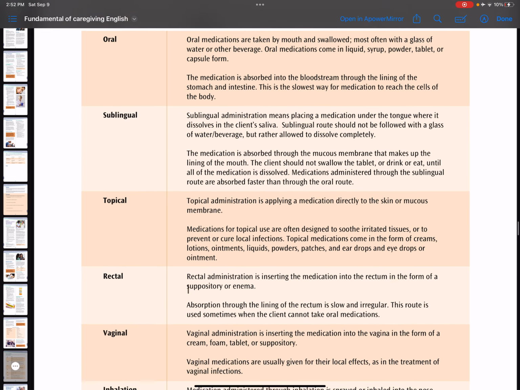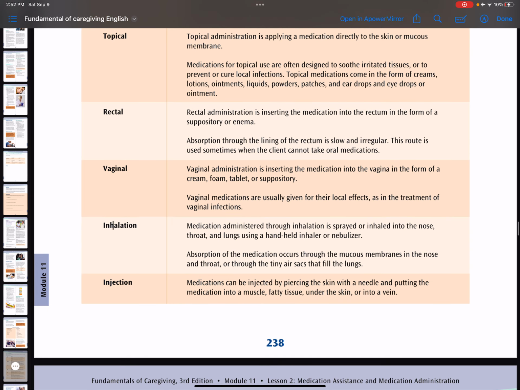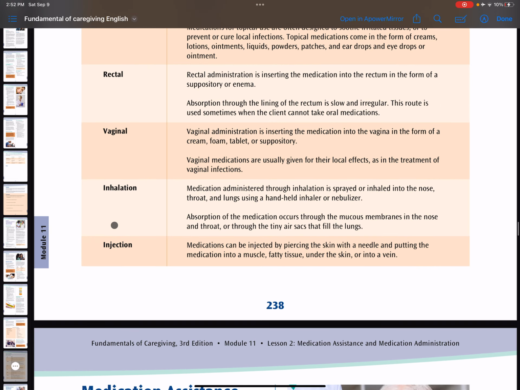And rectal, sometimes the name indicates it. Rectal means it goes by the rectum. Vaginal, they go by the vaginal route. Inhalation, you inhale it, you breathe it in. Injection means you inject it, usually with needles. That's how the name indicates.